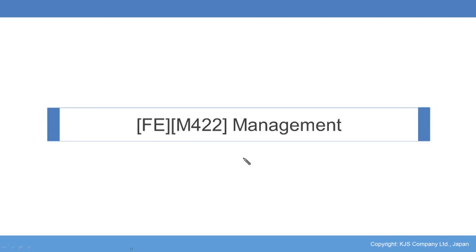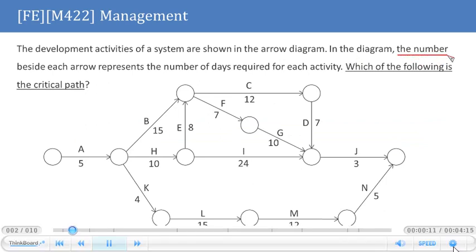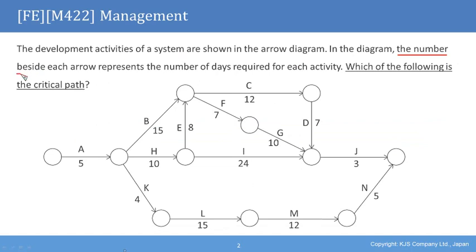Management. The development activities of a system are shown in the arrow diagram. In the diagram, the number beside each arrow represents the number of days required for each activity. Which of the following is the critical path? The question is asking which is the critical path in this diagram.